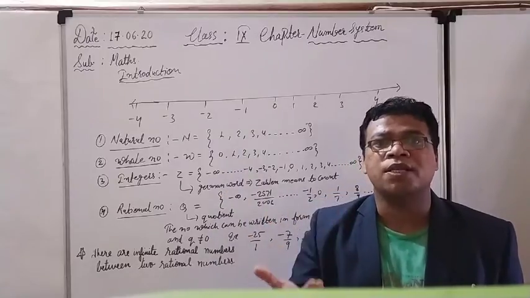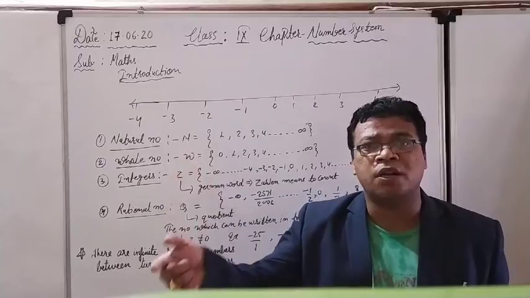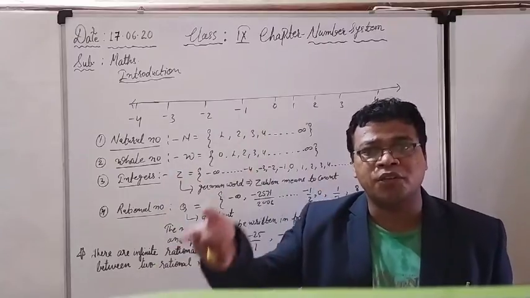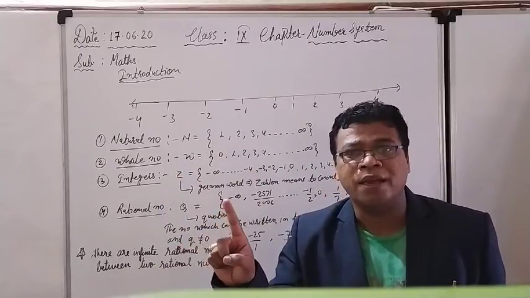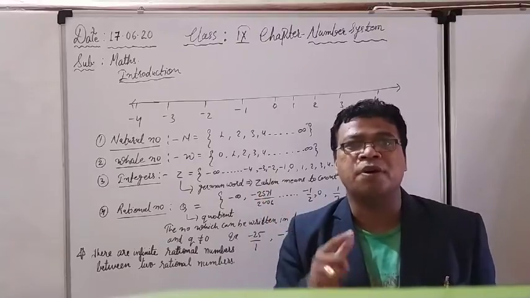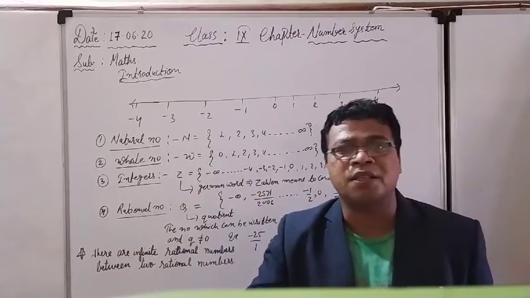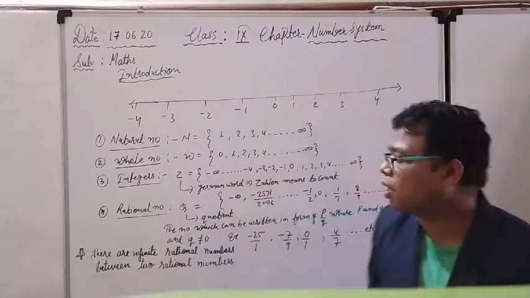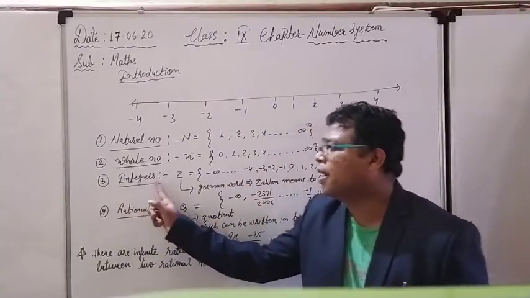Okay, but can you say every whole number is a natural number? No. Why? Because the whole numbers include 0, which does not come in the natural number set. Okay, now see the third thing, integers.